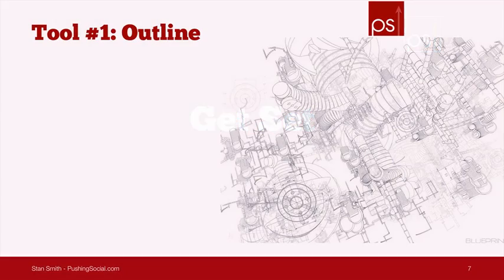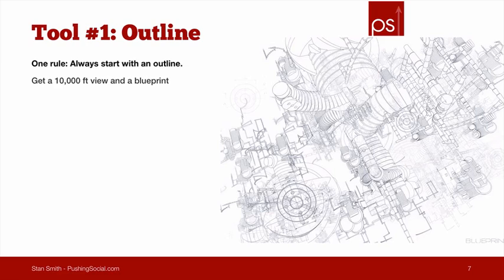Okay, so let's talk about your tools. First of all, let's talk about the outline. And I always have one rule, and I'm going to give you this rule. Always start with an outline, okay? If you sit down with a plain piece of paper and think you're going to put together a finished post from it, you might be able to do it, okay? But it's going to be a lot harder unless you have an outline, okay?